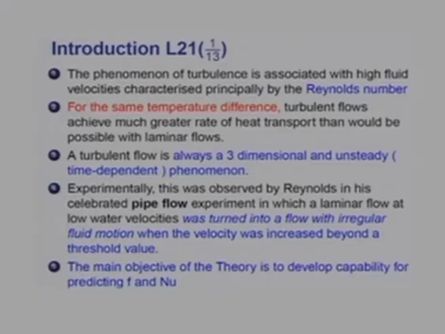Experimentally, the formal study of turbulent flow began with Reynolds's celebrated pipe flow experiment, in which laminar flow at low velocities was turned into a flow with irregular fluid motion when the velocity was increased beyond a threshold value. All of you must have been introduced to this idea very well in your undergraduate work, but let us look at what Reynolds actually did.